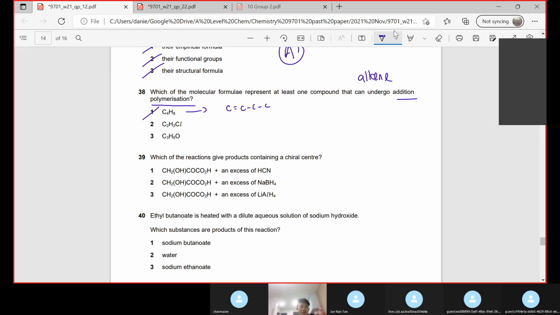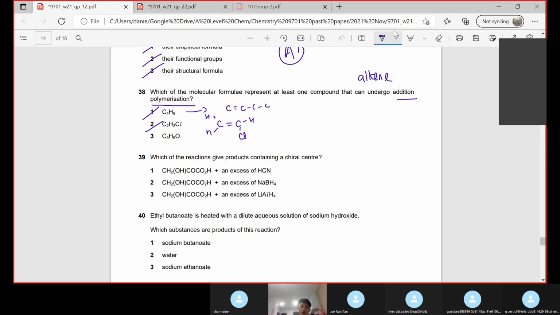Okay, C2H3Cl: C double bond C, then we have one Cl here, and H. That is an alkene, so it can form a polymer.